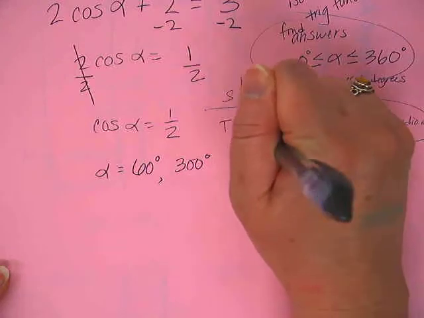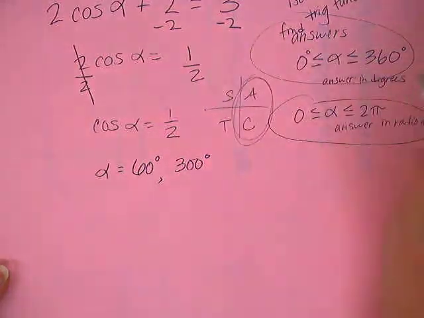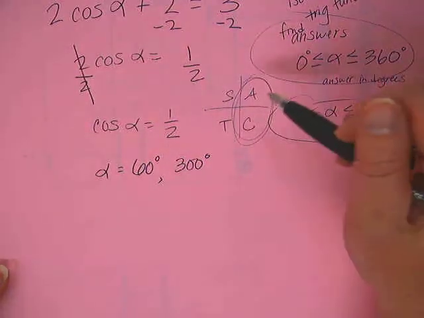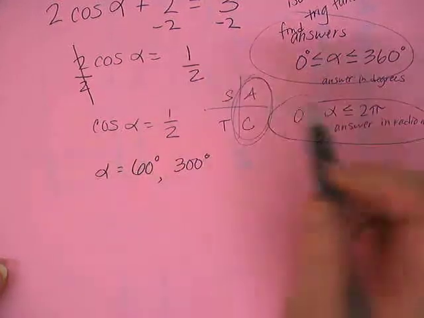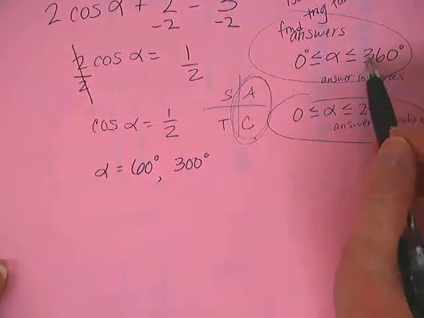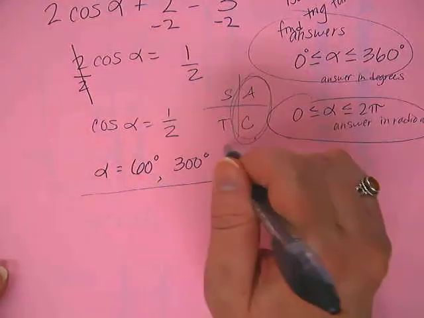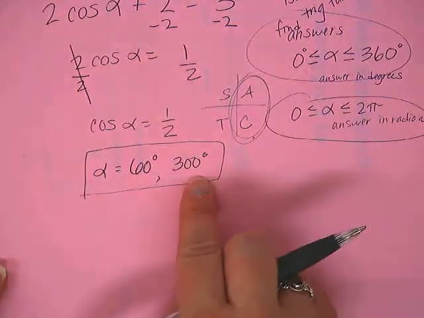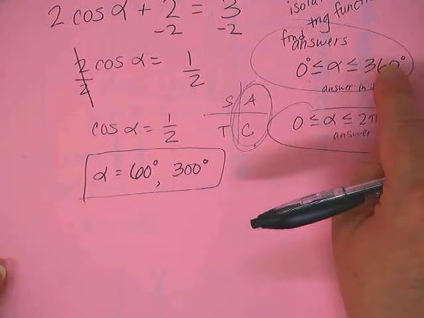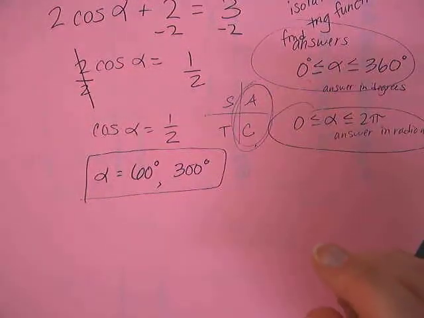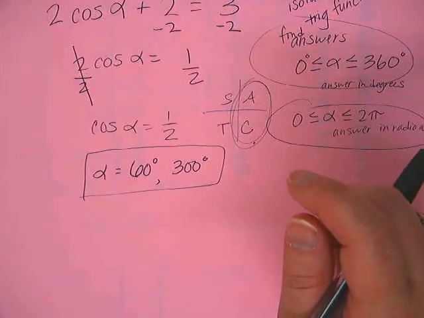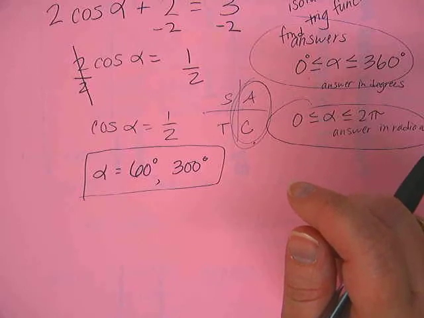Where did I get that? All Students Take Calculus, so here's where cosine is positive. So I have a first quadrant answer, and I need a fourth quadrant answer. So I can just do 360 minus the reference angle 60 to get my 2 answers. Now that's if you're not giving infinite answers. If you're just giving answers from 0 to 360, there are 2 answers.